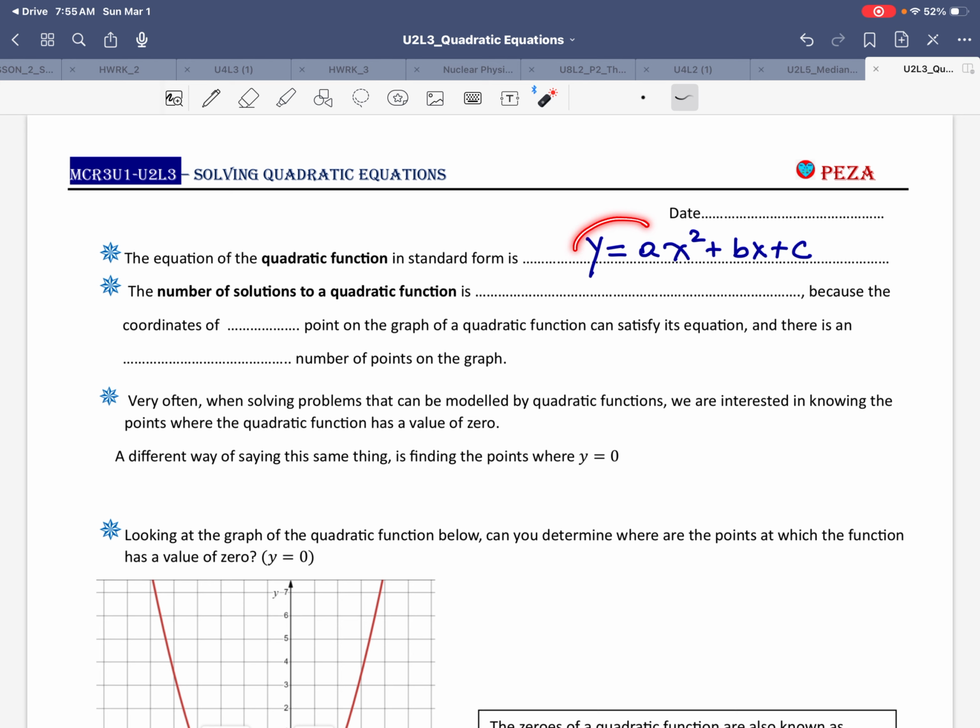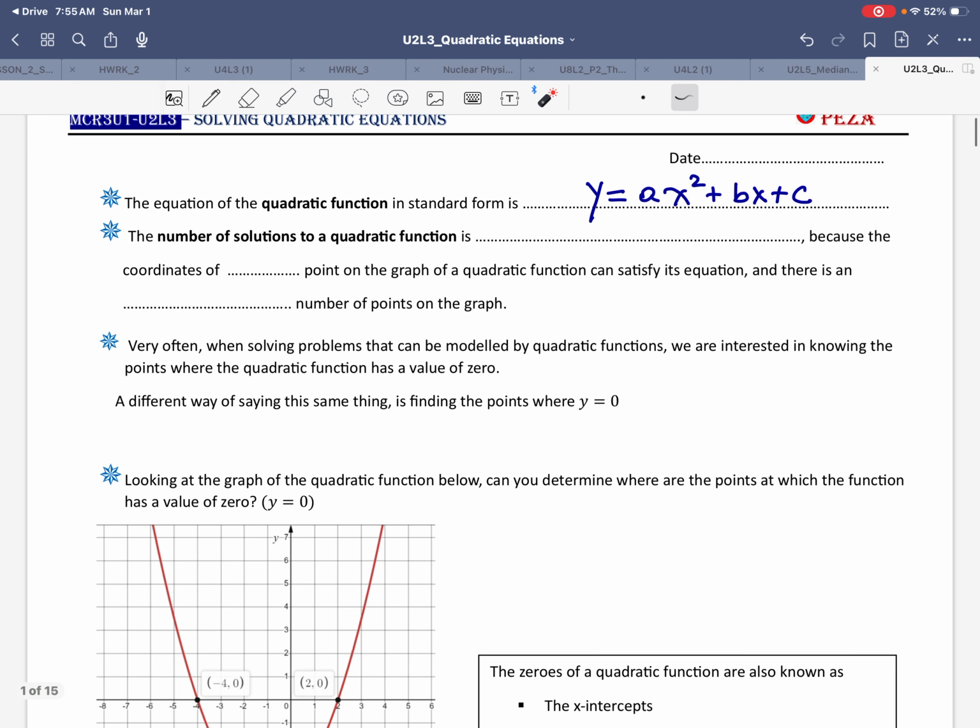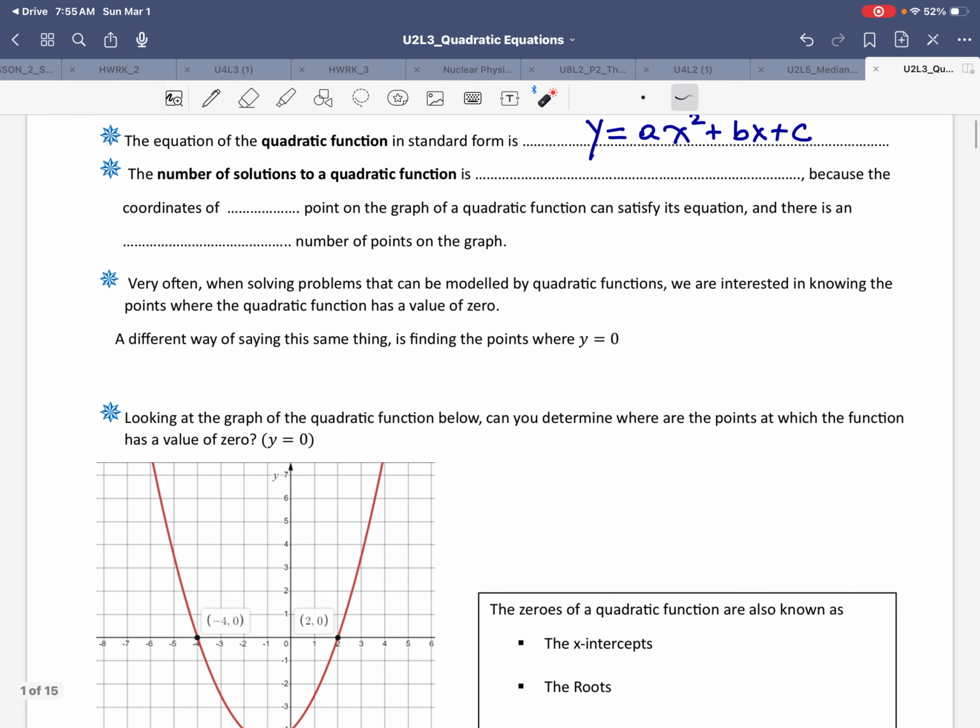So basically this is an equation. Independent variable is x, dependent variable is y. So when you think of the solutions of this quadratic function, the solutions will come in ordered pairs, x and y. And when you look at the graph of a quadratic function, all the points with coordinates x and y that satisfy the equation will lie on the graph of the quadratic function.